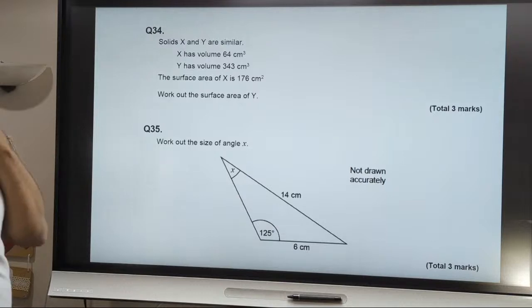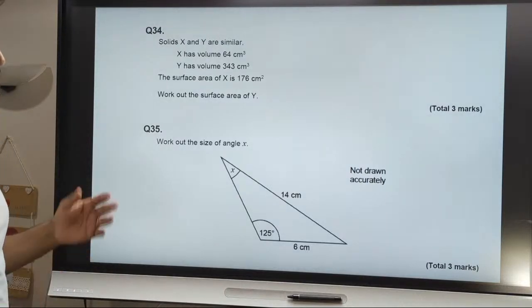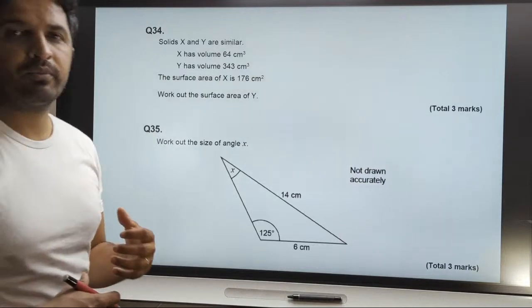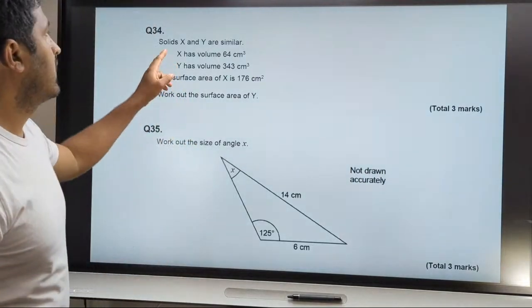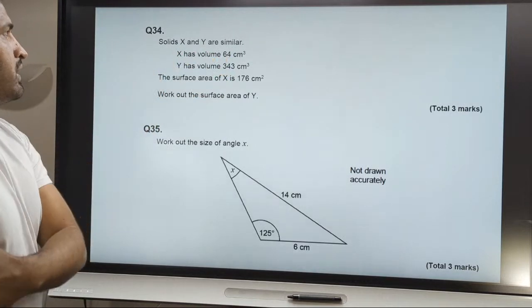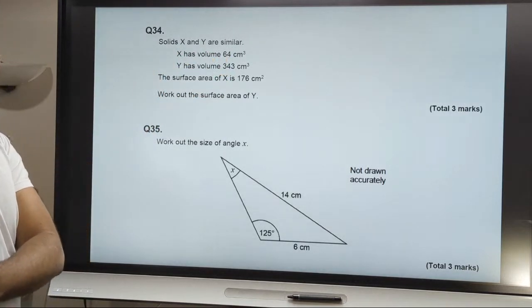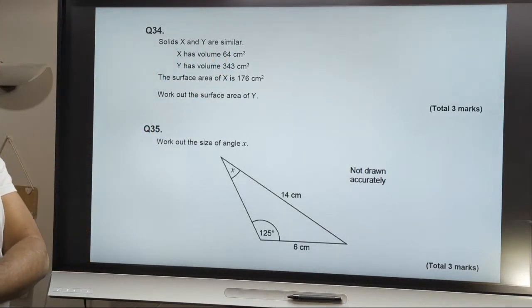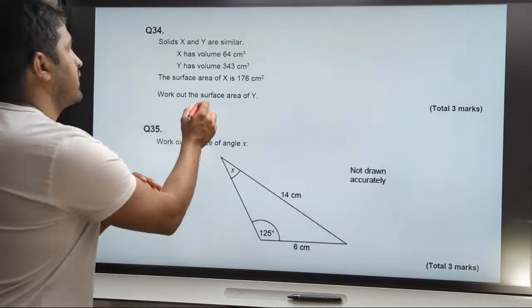Alright, we got question 34. X and Y are similar shapes. Now two shapes being similar means one is an enlargement of the other shape. X has volume 64 centimeter cube, whereas Y has the volume 343 centimeter cube. The surface area of X is 176, and you need to work out the surface area of Y.